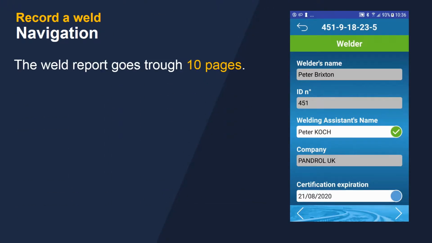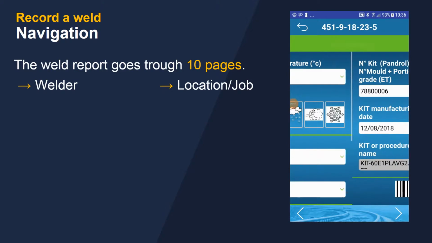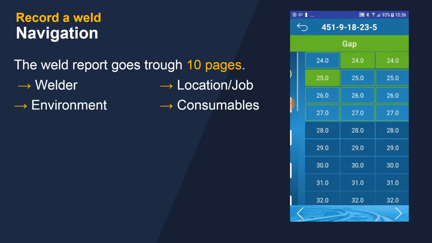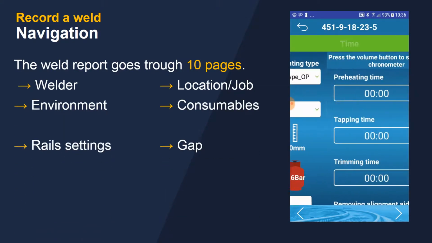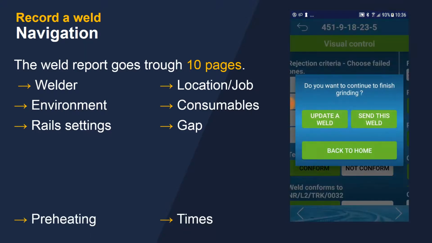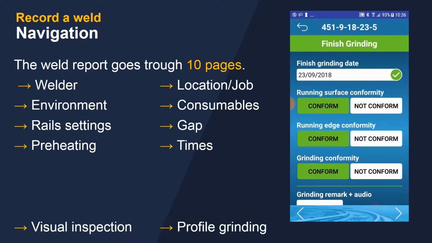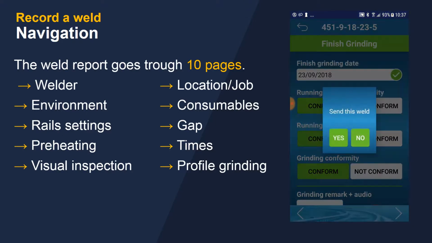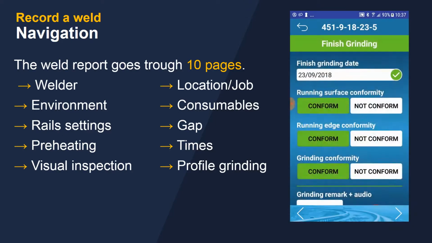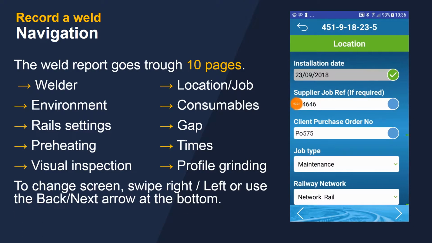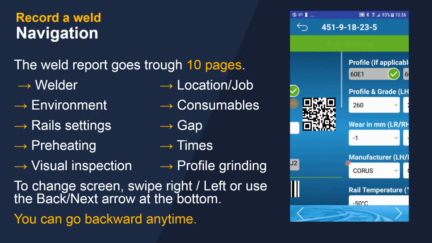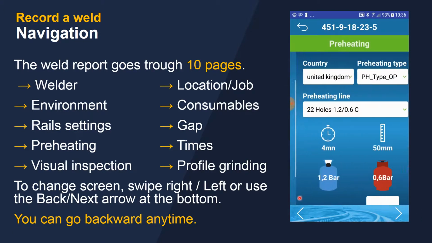Okay, let's move on to navigation. The weld report has 10 pages. They have information similar to your paper reports. These pages are welder, location and job, environment, consumables, rails, gap, preheating, time, visual inspection, and finally, profile grinding. You can navigate between these screens by swiping the screen or using the arrows at the bottom. At any time, you can go back.